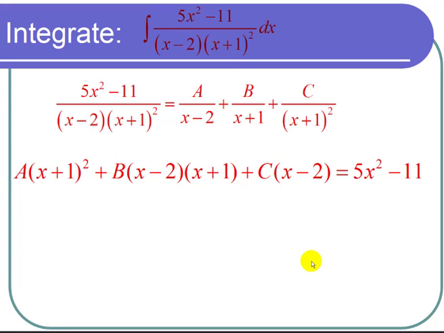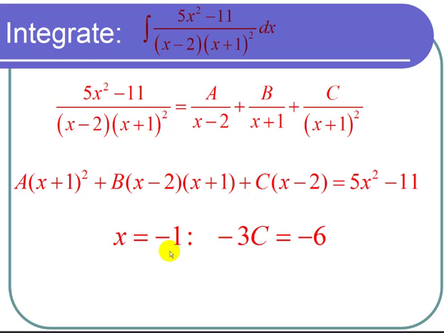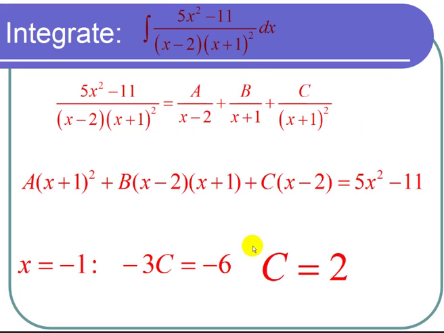Now let's set x equal to negative 1, and that zeroes out the first term, and it zeroes out the second term. So what I end up with is x minus 2 becomes negative 1 minus 2, or negative 3C. And when I plug in negative 1, 5 times negative 1 squared minus 11 is negative 6. Now just divide by negative 3, and I get C is equal to 2.